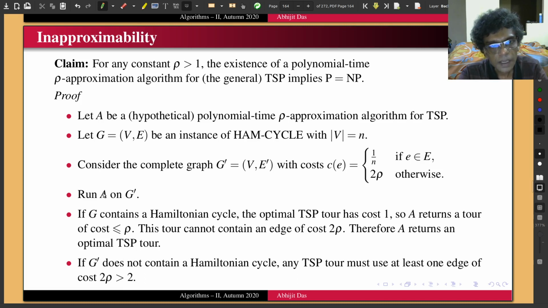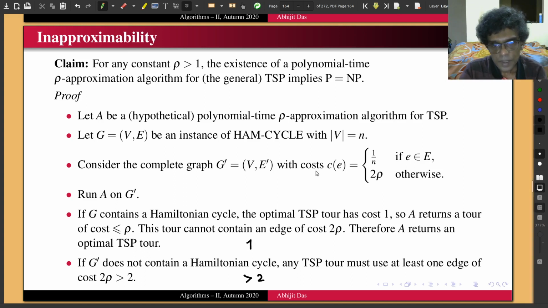And since this A is a rho approximation algorithm, it will produce something. I would say it will return a TSP tour whose cost is at most rho times that. In any case, in this case, A will return a tour whose cost is bigger than 2, and in the other case, A returns a TSP tour whose cost is equal to 1. Okay, so here it is 1, here it is greater than 2.